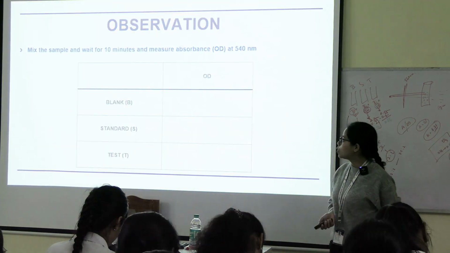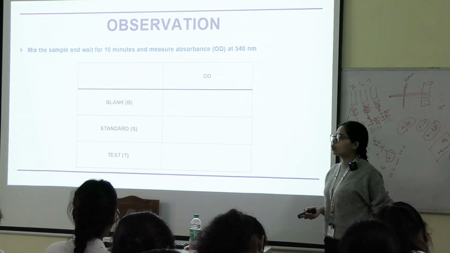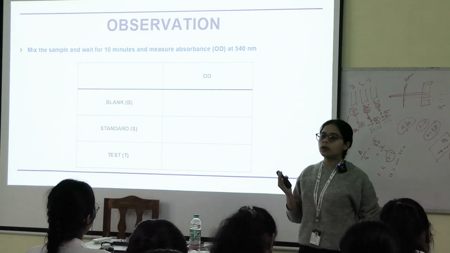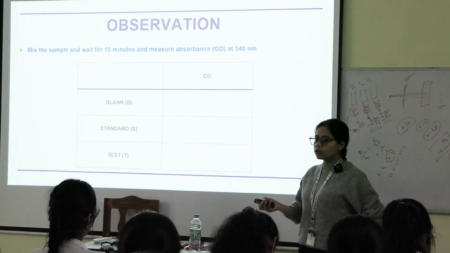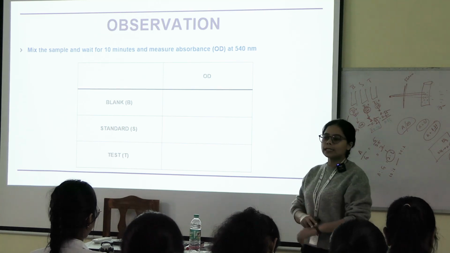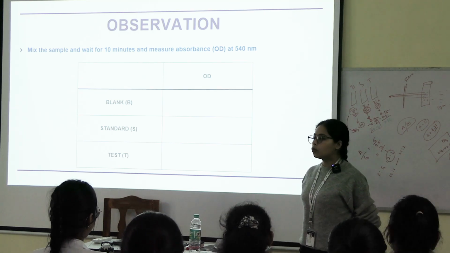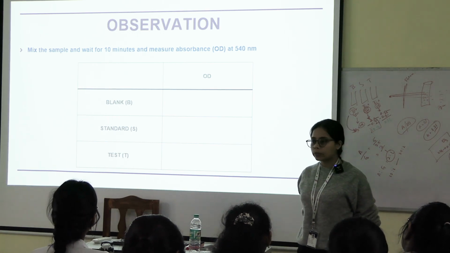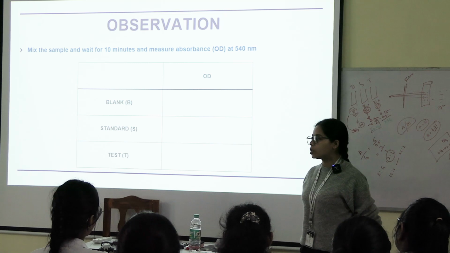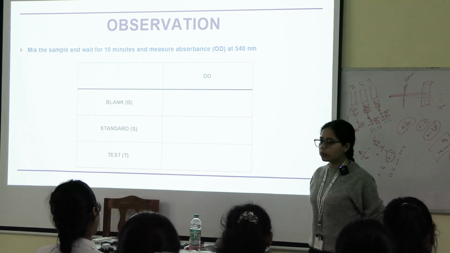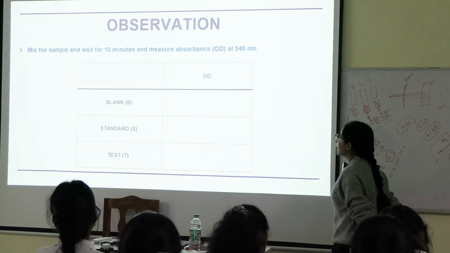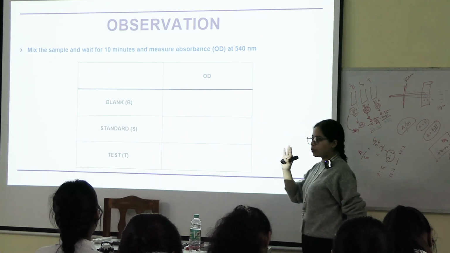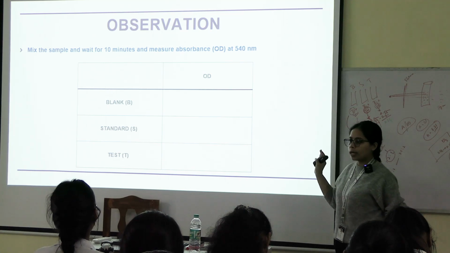So the observation: after you prepare the blank, standard and test, you have 3 test tubes. You will mix them and then you will put it into what? Incubator for how many minutes? 10 minutes. At what temperature? 37 or room temperature. So whatever reading you will get, you will put it here, blank, standard and test. You will get 3 readings after 10 minutes, so you will note it down like this.